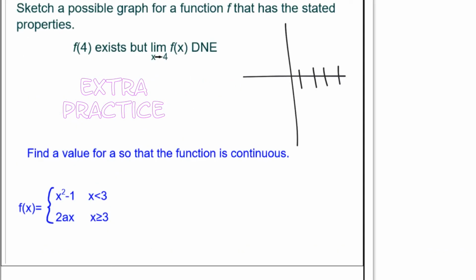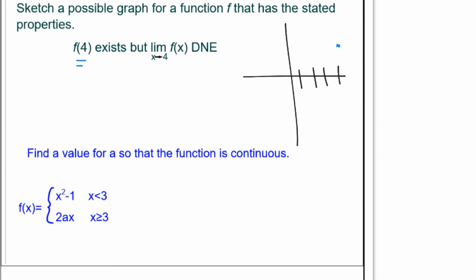Alright, so it says sketch a possible graph for a function f that has the stated properties. So f of 4 exists, but the limit as x approaches 4 does not exist. So let me see what we got. Well, if f of 4 exists, I need a point there when x is 4. So I'm just going to randomly put a point right there. So there, f of 4 exists. You can see the blue dot right there. So that's good. Then the limit as x approaches 4 doesn't exist.